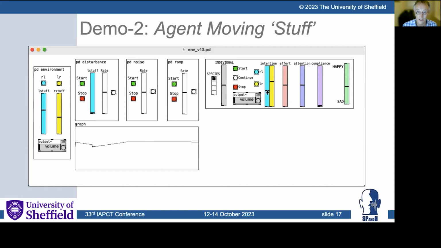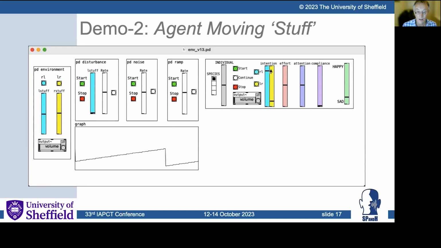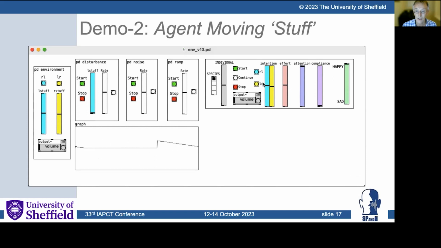And you notice that I'm varying the intention, and there's rather slow adaptation. The control is slow, and that's because the effort and the attention are sort of medium level. Now I'm going to put up the attention. There we go. And that doesn't actually make a big difference, because of course it's the motor effort that is going to impact on the speed of control. So now we're going to increase the motor effort. And if you look at the graph, now you're seeing very, very fast reactions.